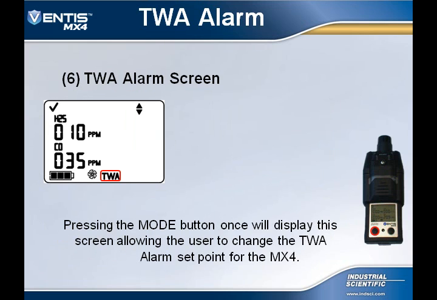Upon completion of setting all high alarm set points, pressing the Mode button once will take the user to the next screen. This is the TWA Alarm Screen. Notice the TWA icon in the lower display. This screen allows the user to change the TWA alarms for the Ventis MX4.